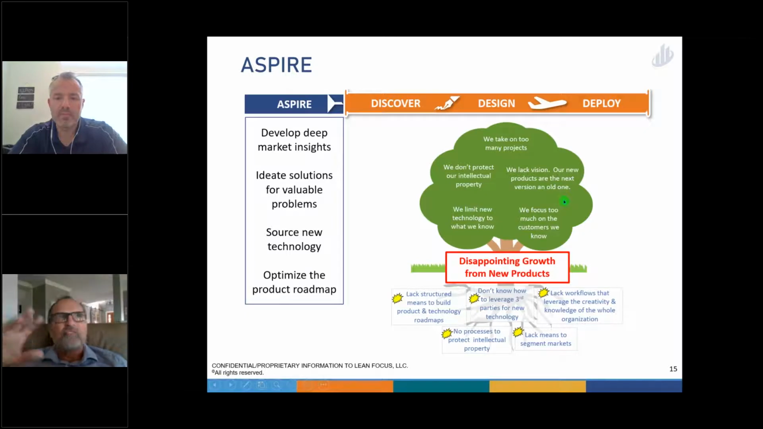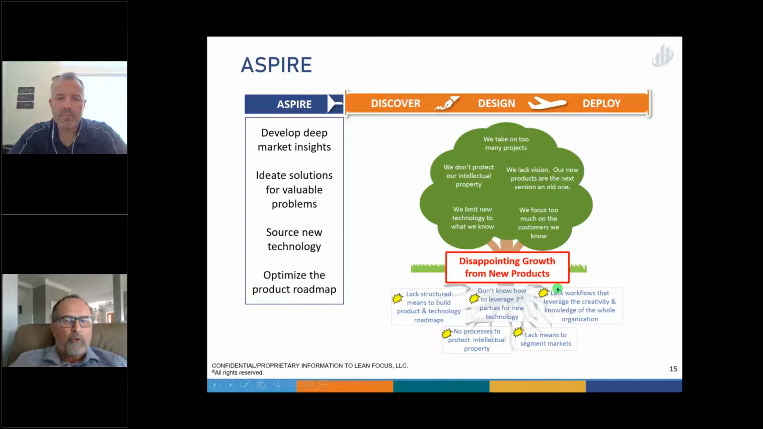Our new products are just version 3.4. Last year was version 3.3. We focus too much on the customers we have now. I was just talking with somebody about something like that yesterday. An organization just has a few customers. Are we looking at all the customers so we understand where the whole market is going? Or are we looking at the two or three that we have that we're most successful with? And technology, we limit ourselves to what we know. So these are some feelings you might have about how you're developing your funnel.